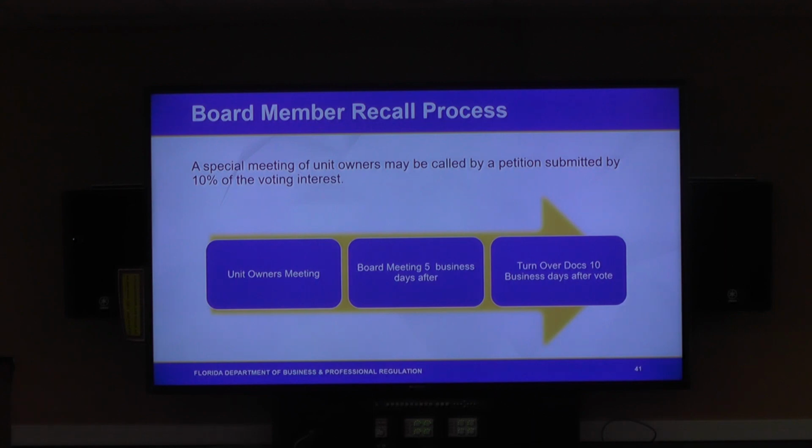The recalled board member might challenge the validity of the written agreement, the ballot, or the compliance with the procedure requirements of the recall.